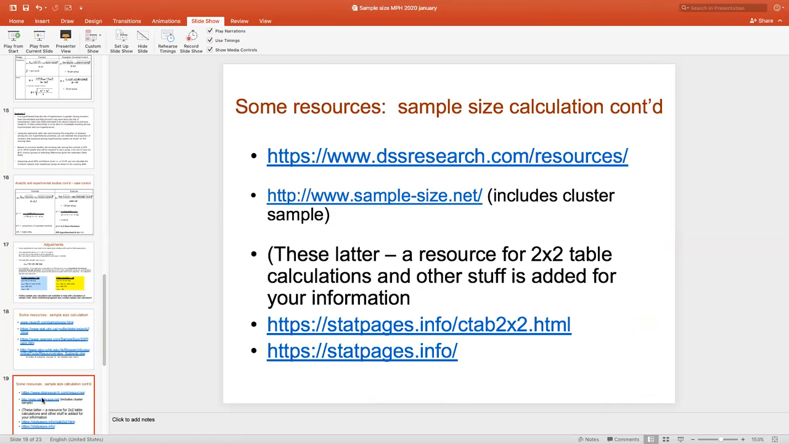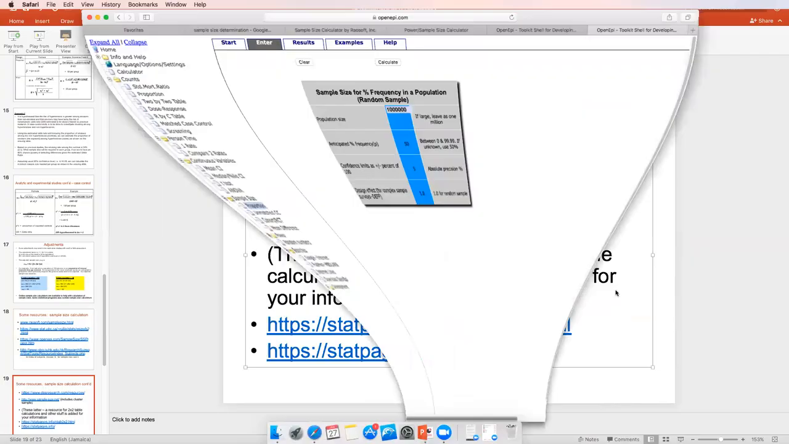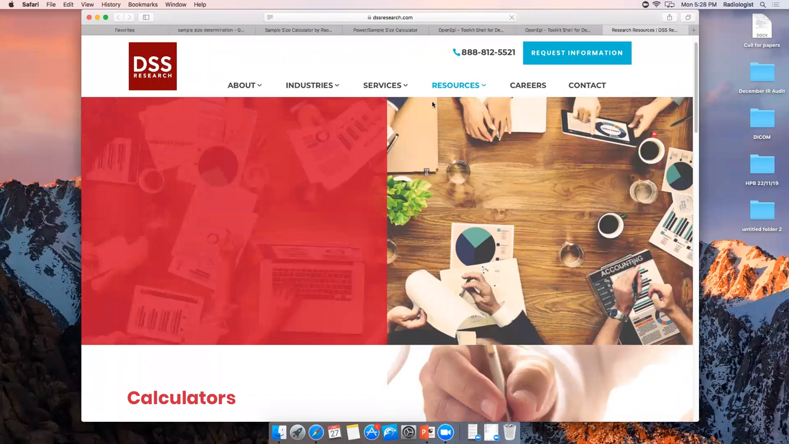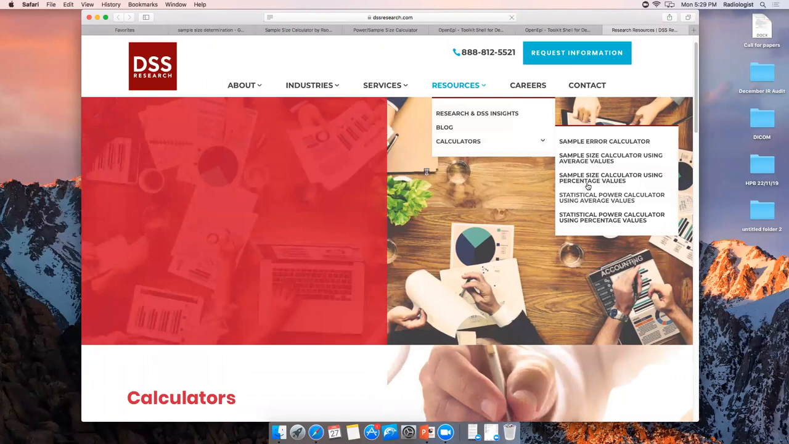Other interesting sites include this one, DSSS, which I don't particularly like because it tends to be a little bit not as accurate as the other sites. But you would go here to resources and you go to calculators and it says, what do you want? Sample size calculator for comparing means, for comparing percentages. You can even determine the power of your study.